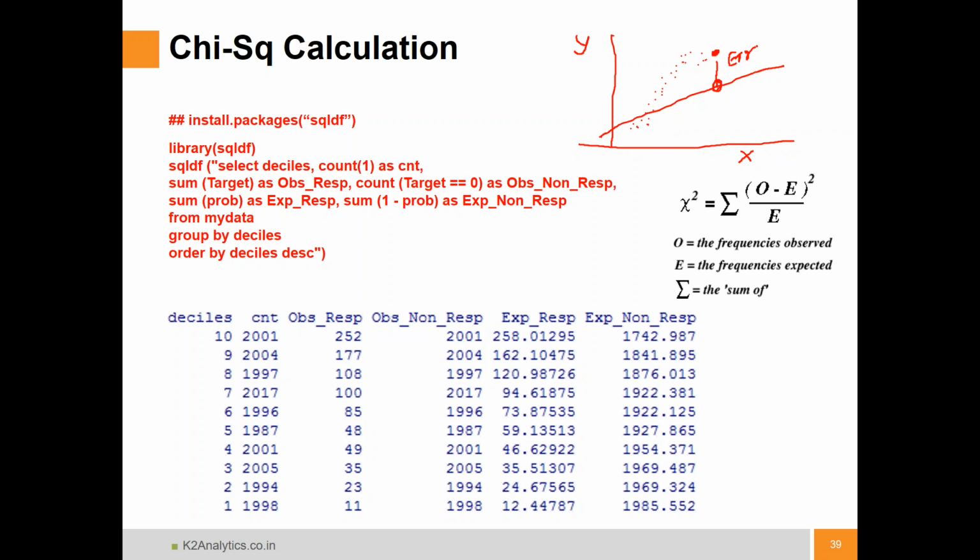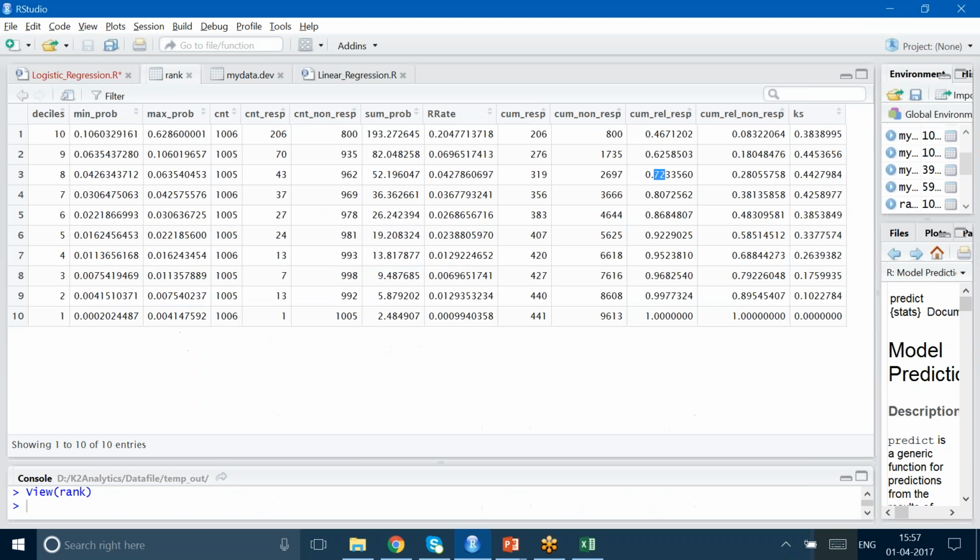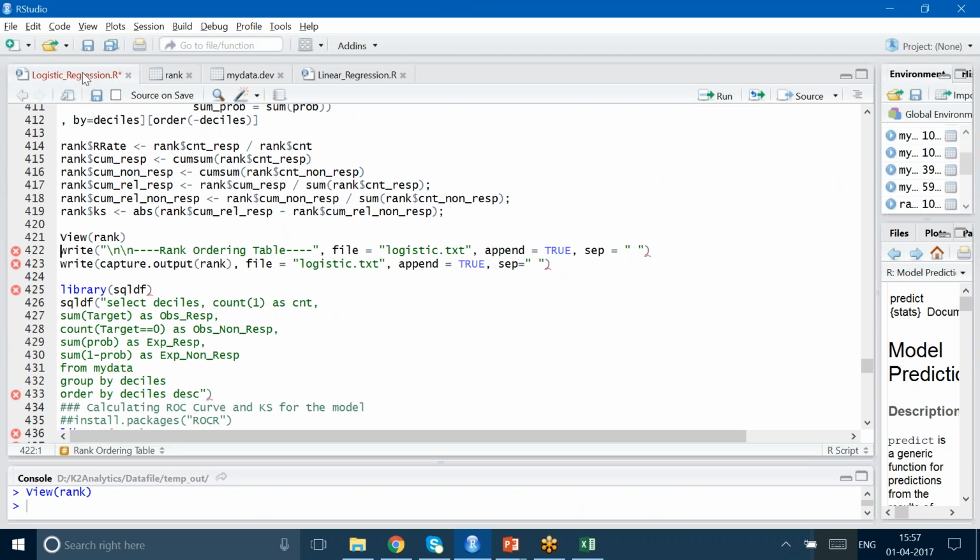Okay, so here I'm going to do that. So the way it is done, I've got my deciles. For each decile, I have how many observations there are, and the sum of target is actually the observed in a given decile. How many customers actually won is actually the observed.